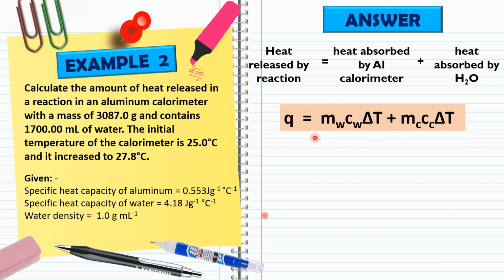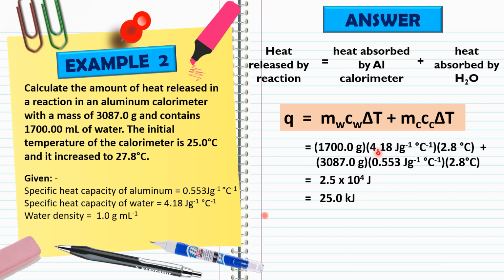So MW refers to the mass of water. It is not directly given in the question. However, you can calculate it from the water density, 1 gram per ml, and the volume of water, 1700 ml. So from here you can convert it into mass and then substitute all the values. Delta T here, T final 27.8 minus 25, you get delta T. Finally, when you substitute, then you get heat of reaction is 25 kilojoule.